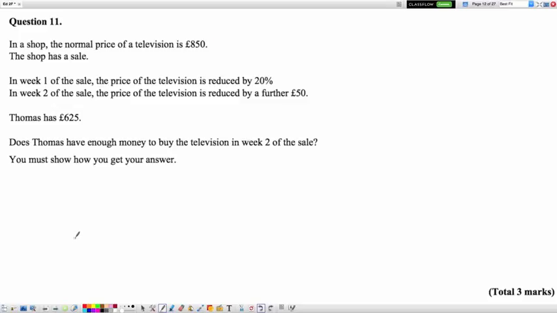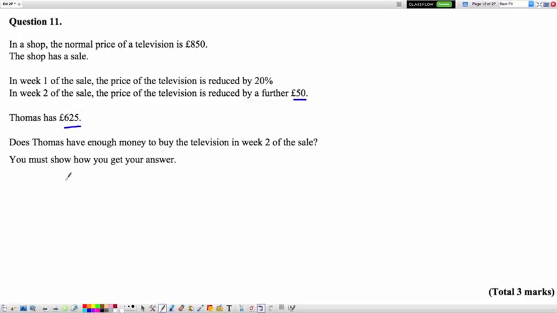In a shop, the normal price of a television is £850. The shop has a sale. In week 1 of the sale, the price of the television is reduced by 20%. In week 2 of the sale, the price of the television is reduced by a further £50. Thomas has £625. Does he have enough money to buy the television in week 2 of the sales?